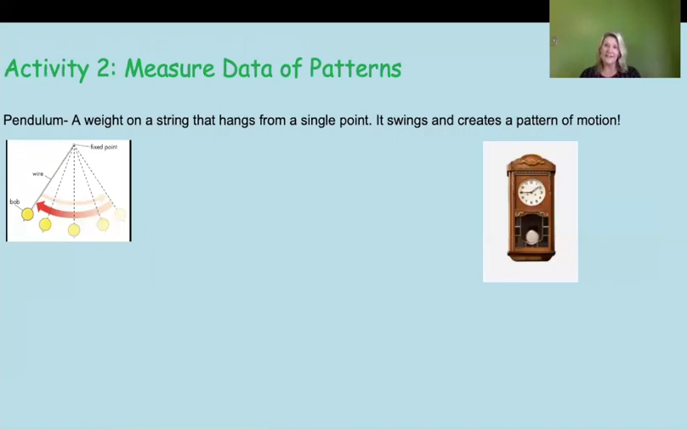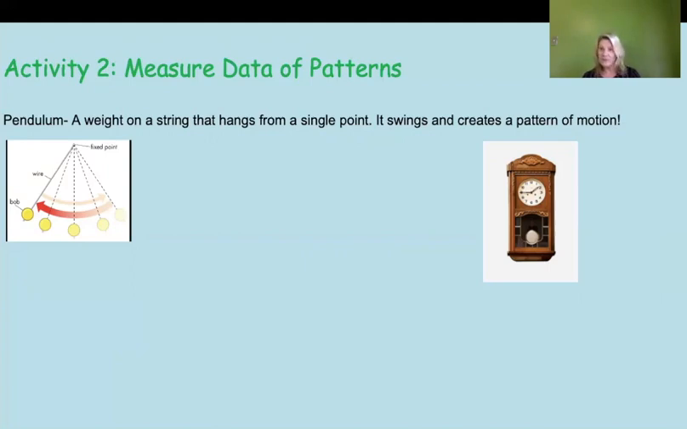Our second activity, we're going to measure data of patterns. So we've observed it. Now we're going to actually get data from it. So a pendulum is a weight on a string that hangs from a single point. It swings and creates a pattern of motion. So if you look at the picture, there's a fixed point, a wire, and then a bob, which is a weight at the end. This is a simple pendulum. And there are more complex ones.